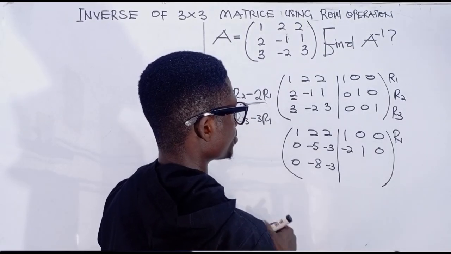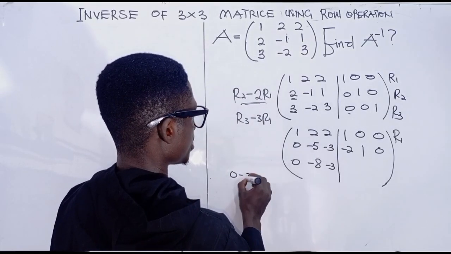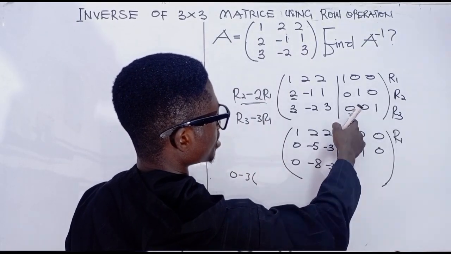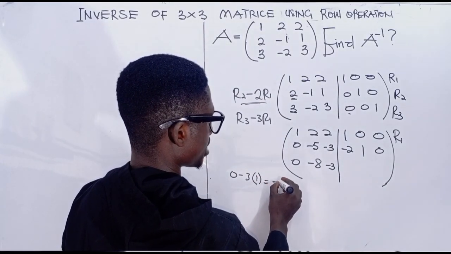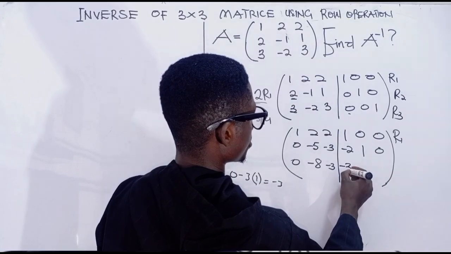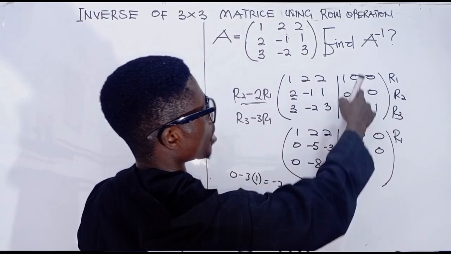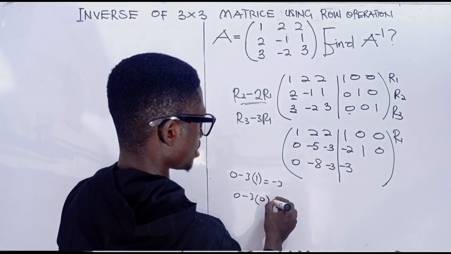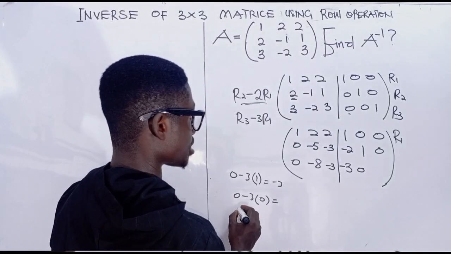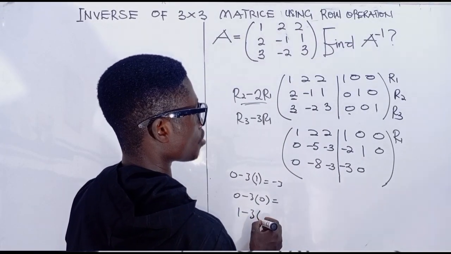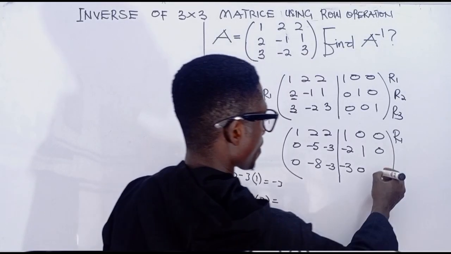So let's look at this entry. So we have 0 minus 3 R1. Its corresponding row 1 entry is 1. So we are going to have minus 3. Then we look at 0 minus 3. Its corresponding row 1 entry is what? 0. And that's going to give us 0. Then look at the last entry, which is 1 minus 3. Its corresponding row 1 entry is what? 0. So we are going to have 1.